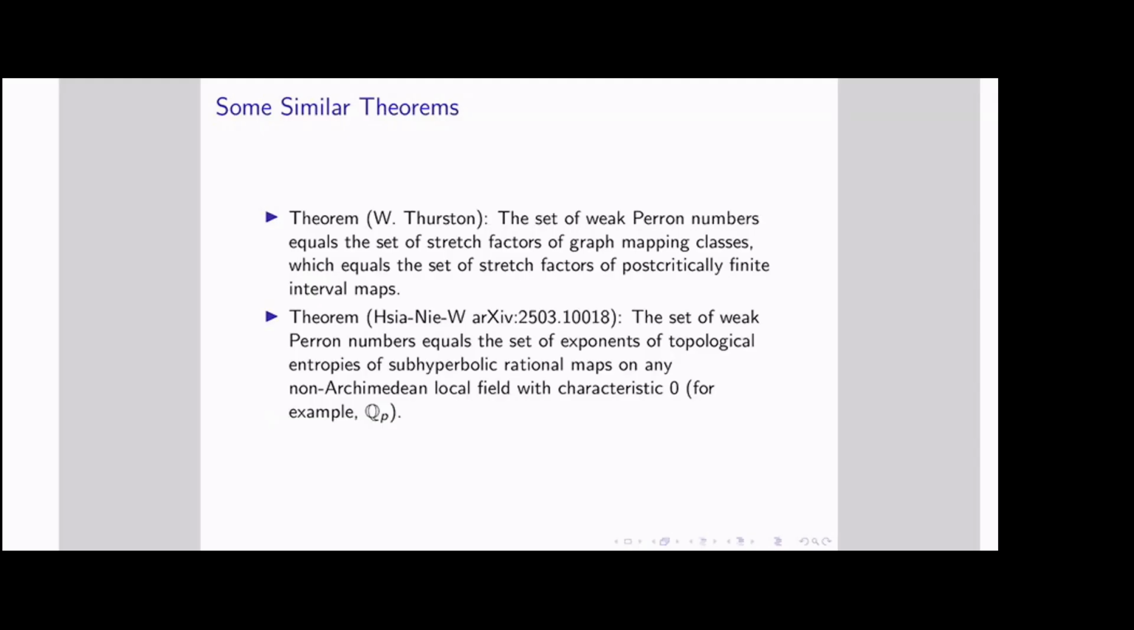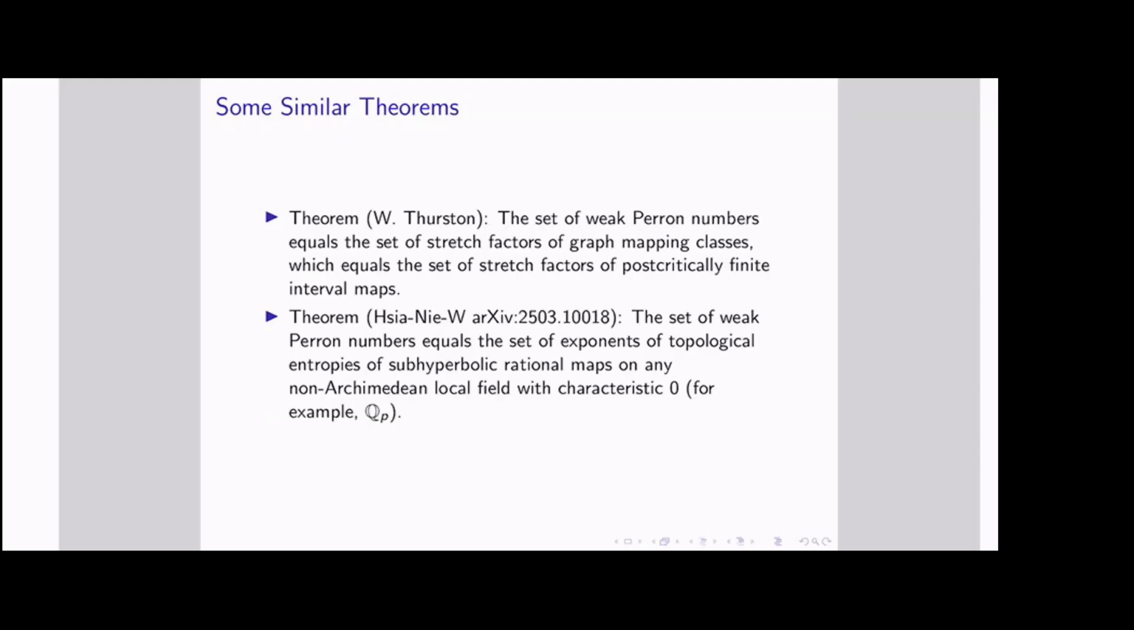And there's another paper, which is something that I did with my collaborators, and I think that was discussed by Hongming Nie a while ago, like also in this seminar, maybe last month or something. So yeah, the set of weak Perron numbers equals the set of exponents of topological entropies of subhyperbolic rational maps over some non-Archimedean local field with characteristic 0.